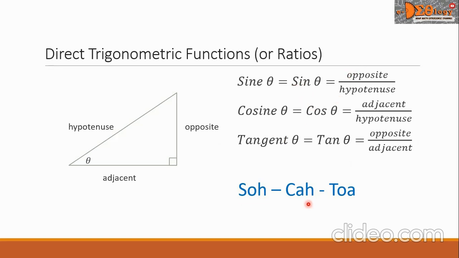The CAH is for the cosine, with that first letter C to denote cosine. The A is adjacent, and H is the hypotenuse. TOA is for tangent, where T is the first letter of the tangent. The O is the opposite, and A is for the adjacent side. So, SOH CAH TOA.